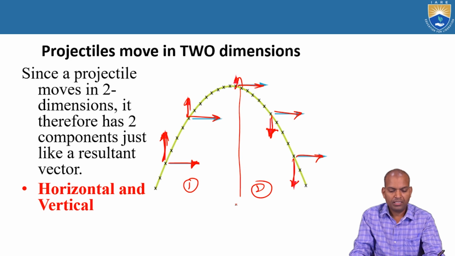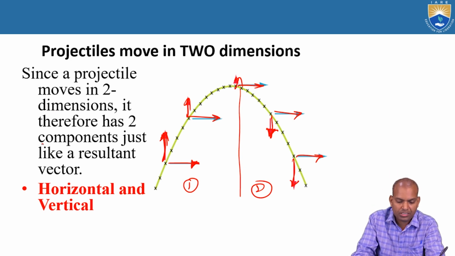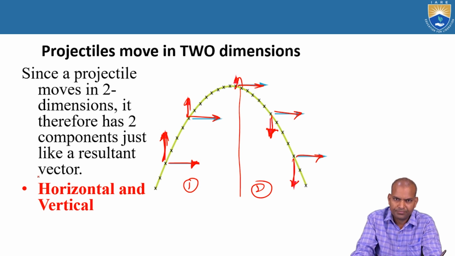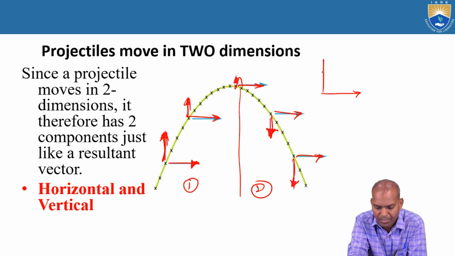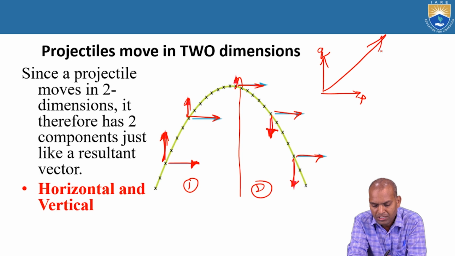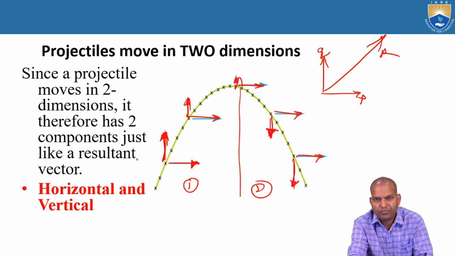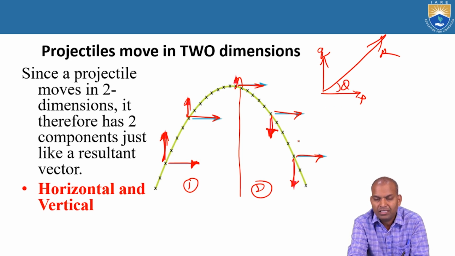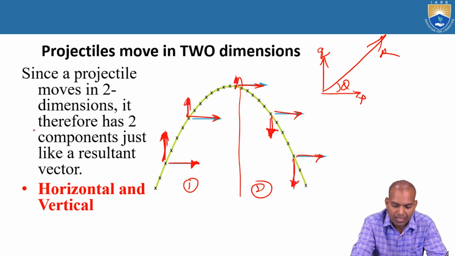Okay. Now here, the projectile moves in two dimensions. It therefore has two components, just like a resultant vector. A resultant vector has two components, such as P and Q. What is the resultant force? R equals the square root of P squared plus Q squared plus 2PQ cos theta. Here it is similar to the resultant force.